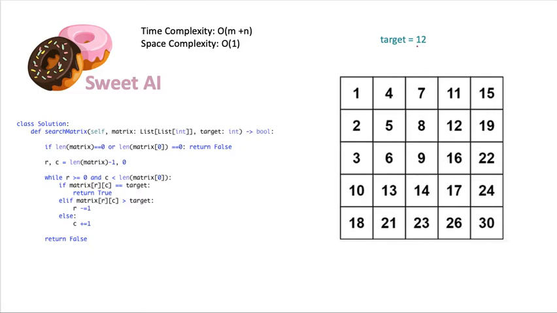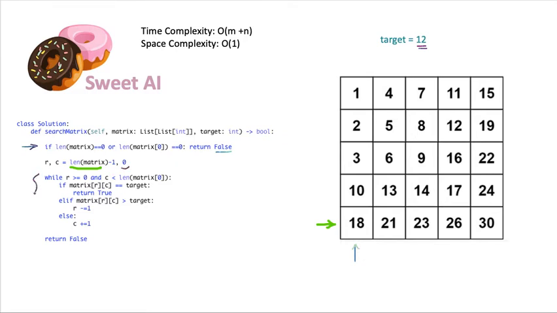So the target value that we are looking for is 12, and this is the matrix that is given to us. First thing, we are going to handle the special cases: if there is no matrix, or the length of rows or columns is 0, we're going to return false because there is no matrix to look for a target. And then we are going to use 2 pointers. One pointer is pointing at the last row, as you see here, and one pointer is pointing at the first column, as you see here.